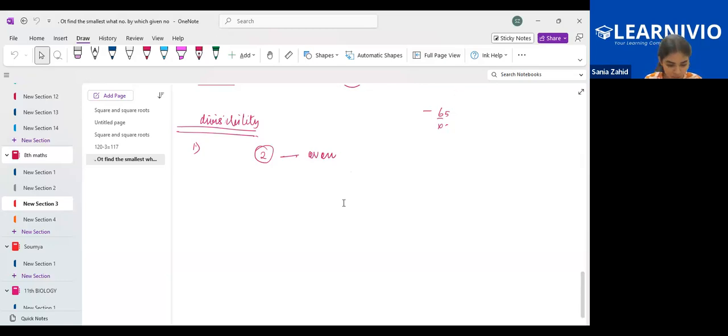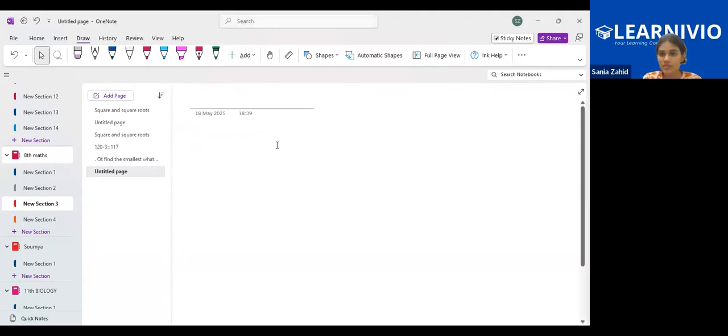Yes, children, we completed till 5.3, right? And a few questions were left. So we'll be practicing those questions, and then today's class will be teaching you finding square root by the division method. Okay, just 1 minute, children. I'll share the PDF with you. Then we can solve the questions.